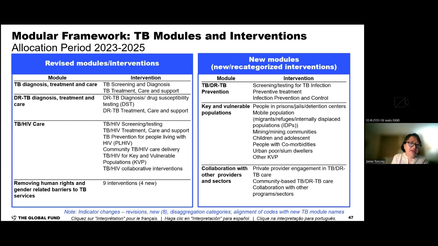So we have the 4 existing modules on the left side, but on the right side, you will see a new prevention module, a new module on key and vulnerable populations, and a new module on collaborating with other providers and sectors. Related to these, there are indicator changes, which you can look at further through the link I shared in the earlier section of the slide. Let me stop there. Thank you very much. And back to you, Nicole.